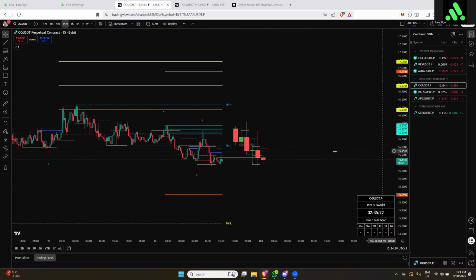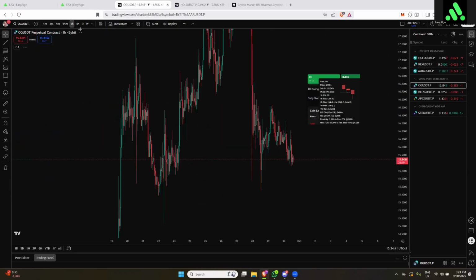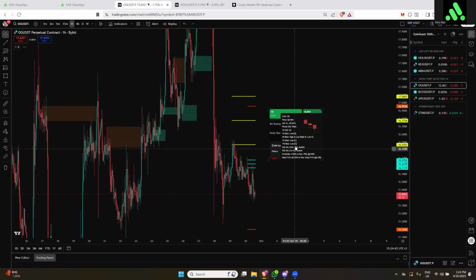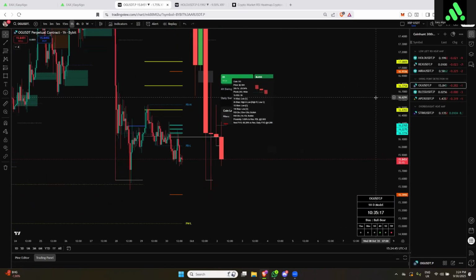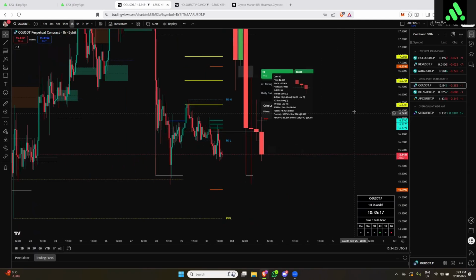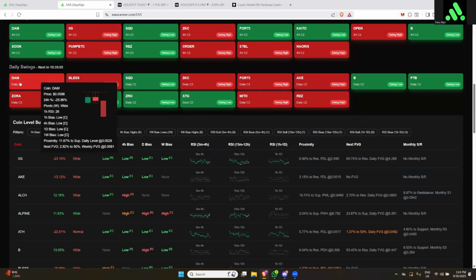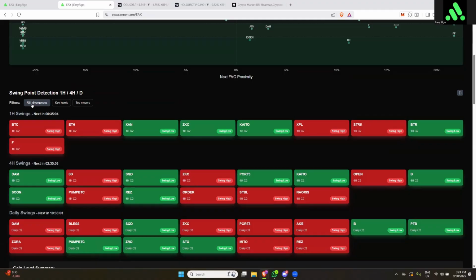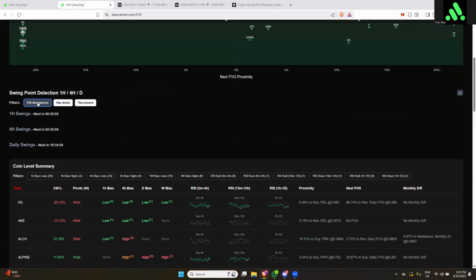Where's everything? Okay, everything is loading. So this is from the swing point detections, and using all three of the filters. These three filters here, just so everyone knows: RSI divergence, key levels, and the top movers. So once you push all of them, yeah, there's nothing in them at the moment.